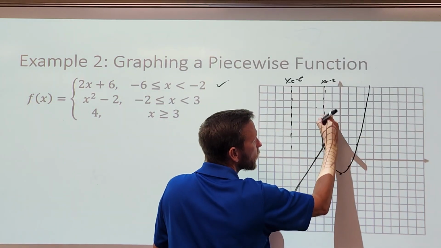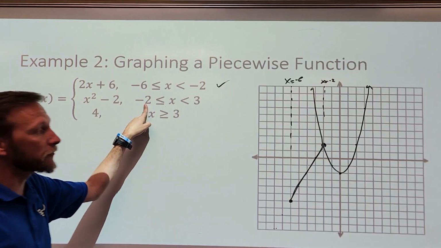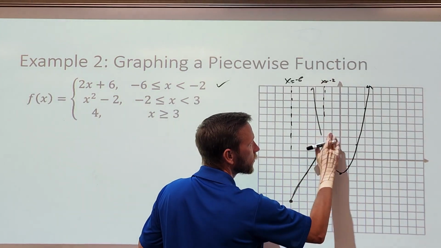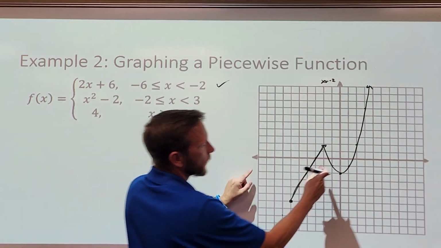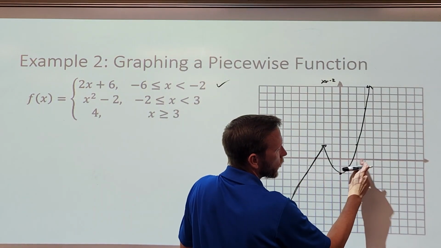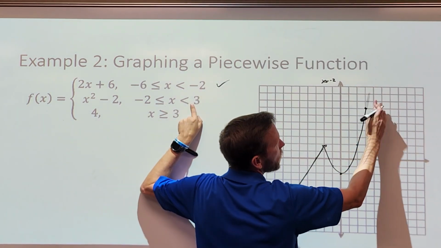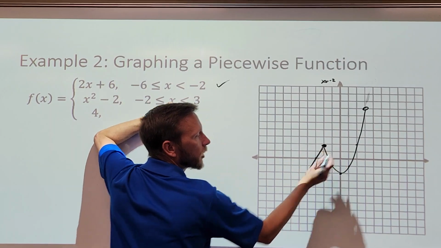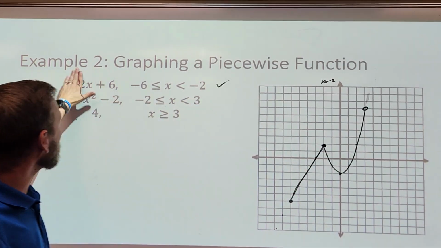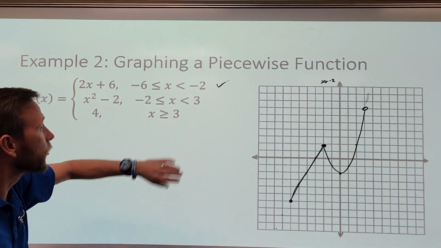All right, but I don't care about the whole parabola. I only care from negative 2, filled-in circle, up to positive 3. This output right there. Oops, but that's an open circle. So we're going to put an open circle there. Essentially what we're doing is graphing 3 separate functions, but for different intervals of the domain.